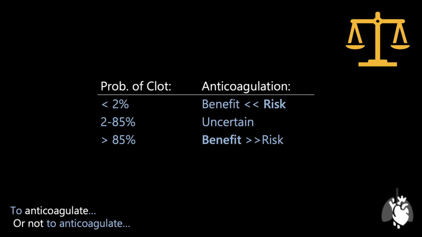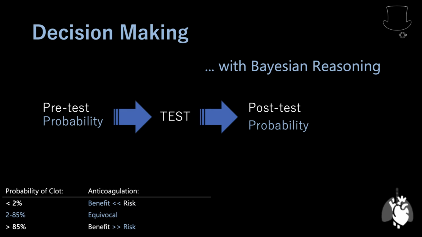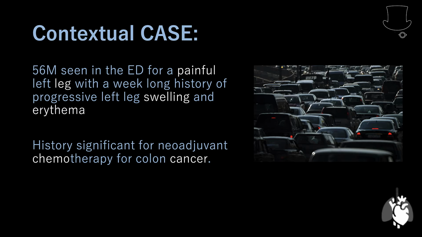So what does this mean in practice? It means that the goal of the history, physical exam, investigations, and point-of-care ultrasound is to get you to a confidence of less than 2% or greater than 85% in order to make a management decision. POCUS can be very helpful here. Take this case, for instance.